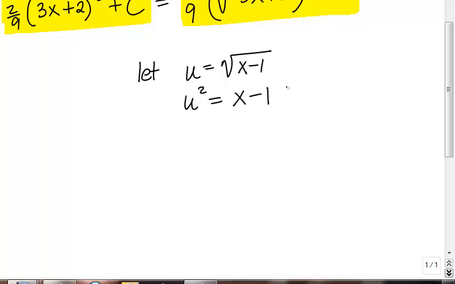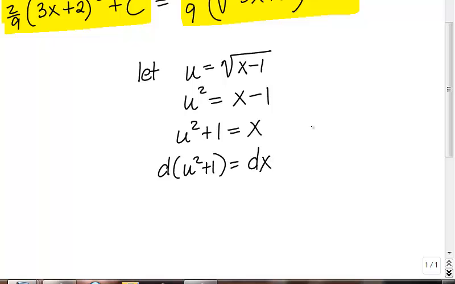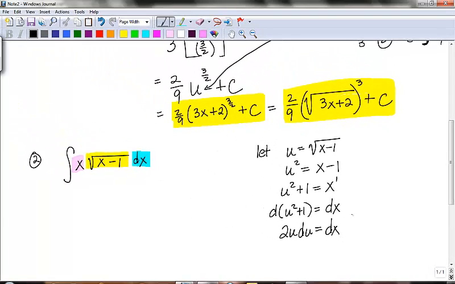Now I'm trying to get x by itself so I can substitute in for that. So I need to add 1. So this would be u squared plus 1 equals x. Now take the derivative of both sides. The derivative of this side would be just 1 with respect to x. The derivative of the other side would be 2u with respect to u. The derivative of 1 is just 0. Now let me stop there.